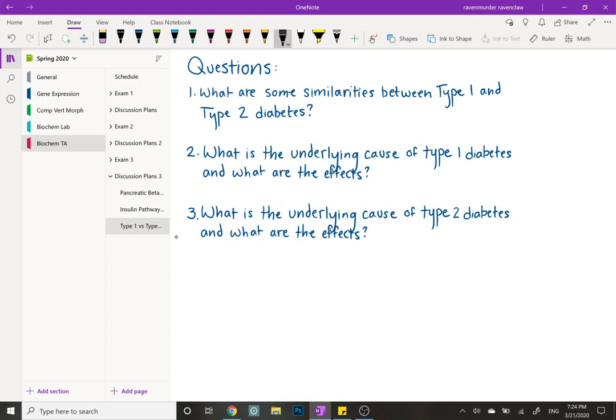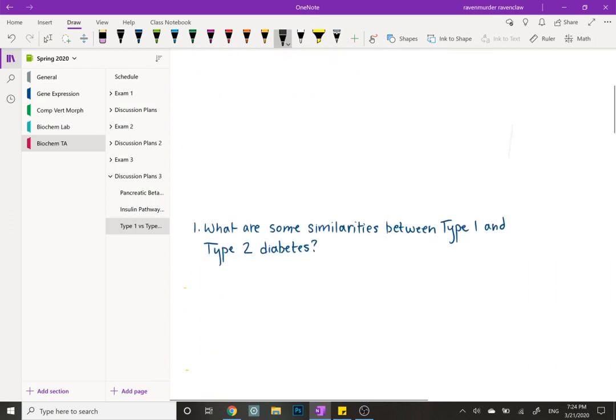So, first, we're just going to go over the questions that we would like to answer in today's video. The first is: what are some similarities between type 1 and type 2 diabetes? Number 2, what is the underlying cause of type 1 diabetes and what are the effects of it? And 3, what is the underlying cause of type 2 diabetes and what are the effects of it?